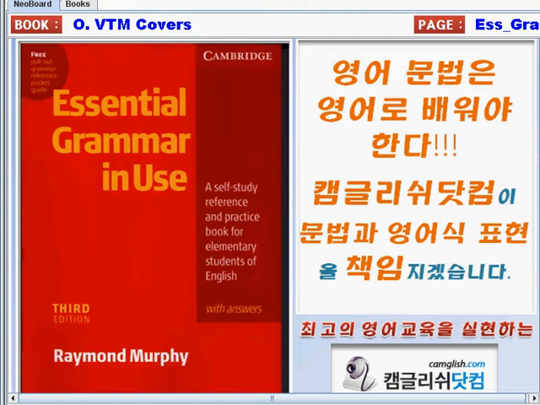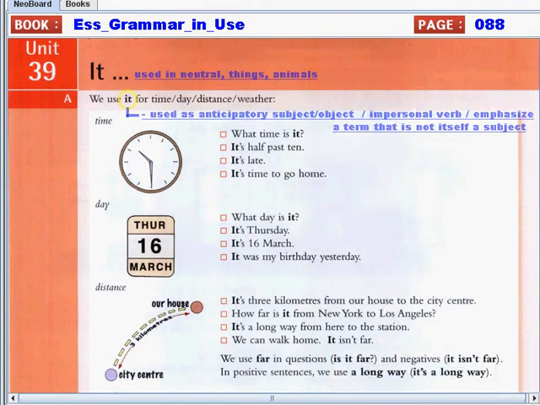Today, we will study the Essential Grammar in Use, 3rd edition, by Raymond Murphy. We are now at Unit 39 of this book, and under this unit is the topic of how to use "it." Generally, we use "it" for neutral things and animals.